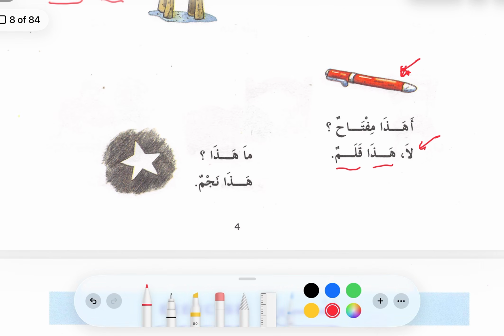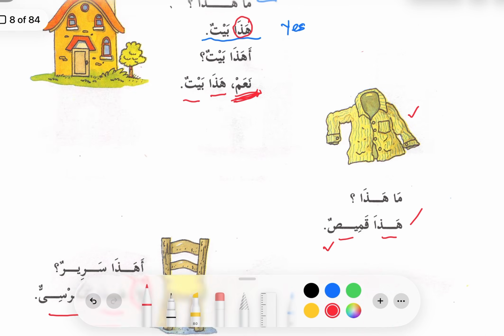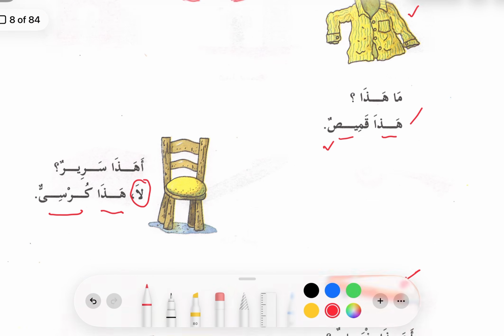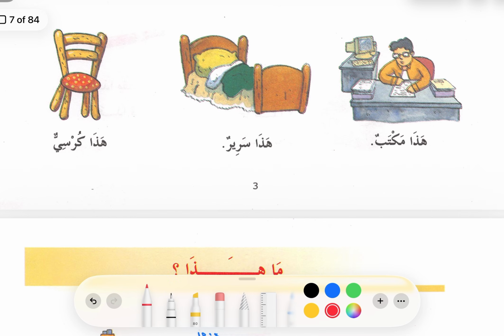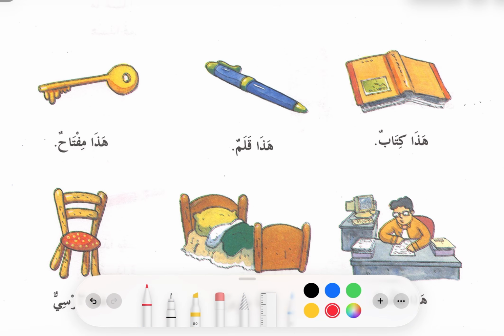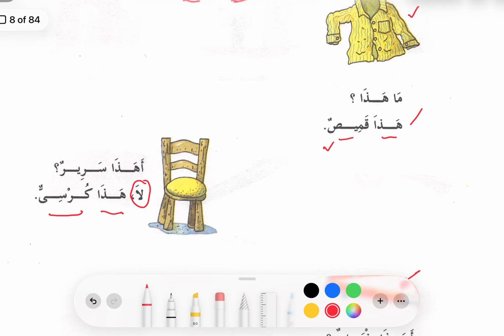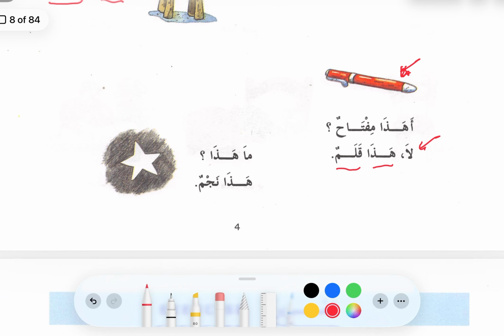All right. We have learned a few mufradats. Baitun, qamisun. Earlier we learned kursiyun, sarirun, maktabun, kitabun, qalamun, miftahun, qamisun, and najmun. You must remember all these. If you want to speak, you have to remember all the mufradats.